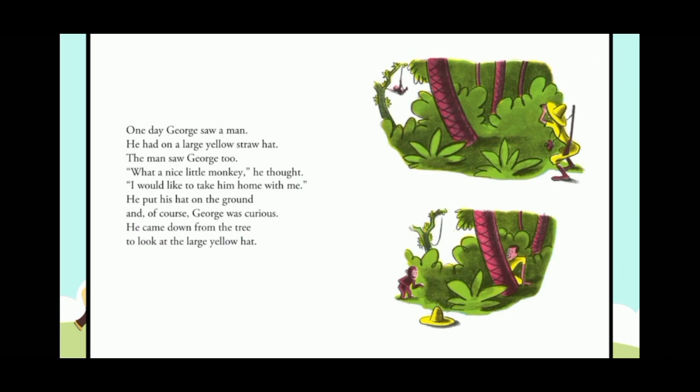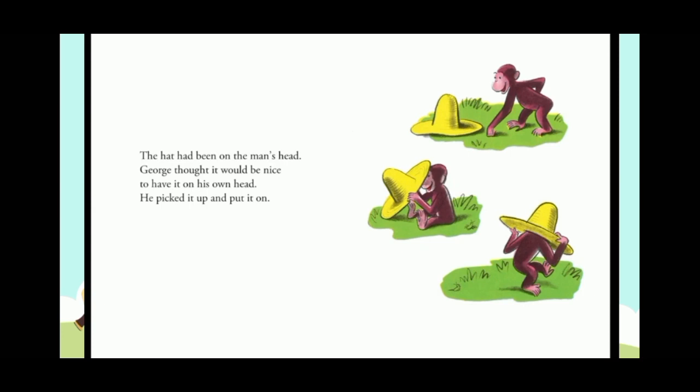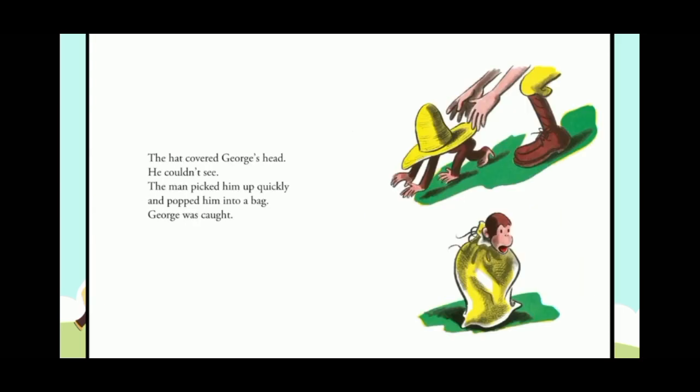And of course, George was curious. He came down from the tree to look at the large yellow hat. The hat had been on the man's head. George thought it would be nice to have it on his own head. He picked it up and put it on. The hat covered George's head. He couldn't see. The man picked him up quickly and put him into a bag.